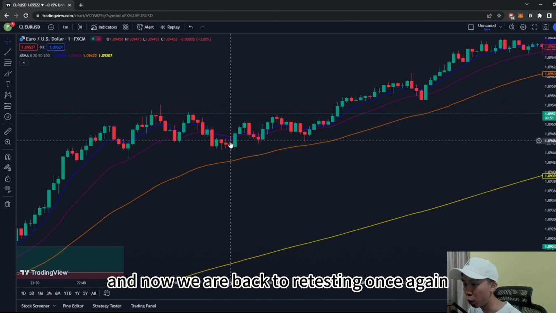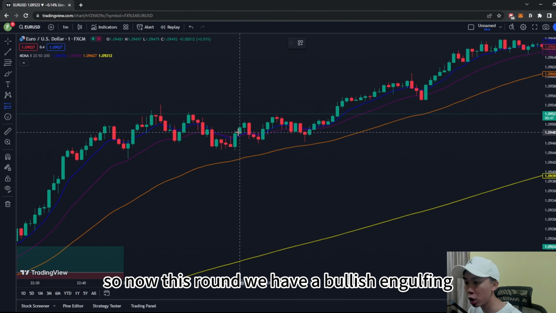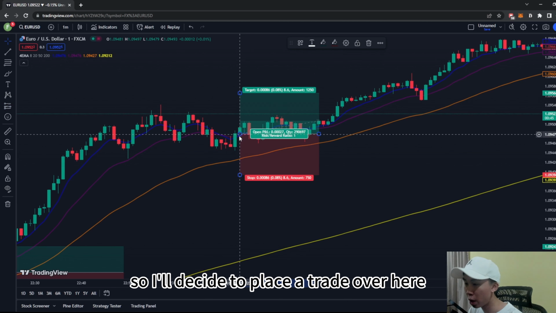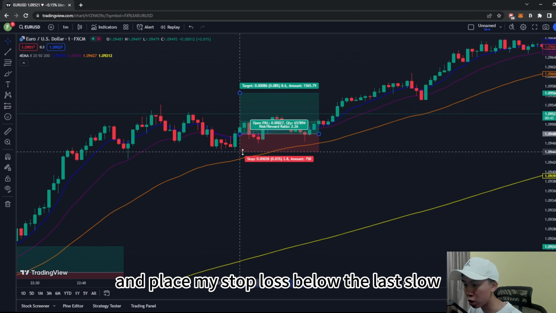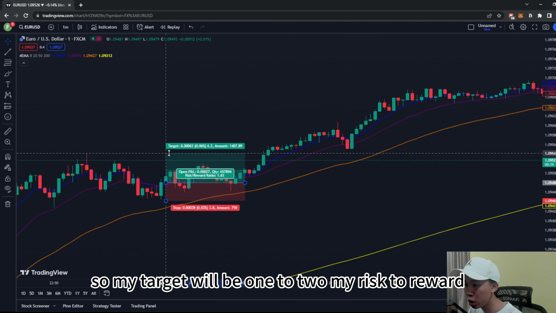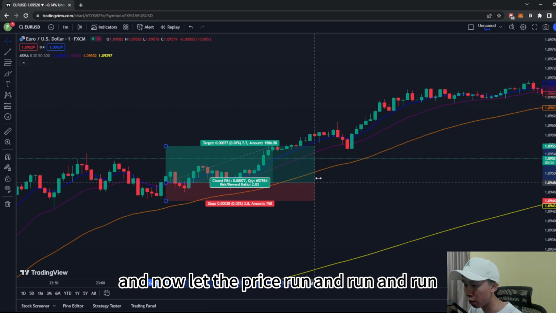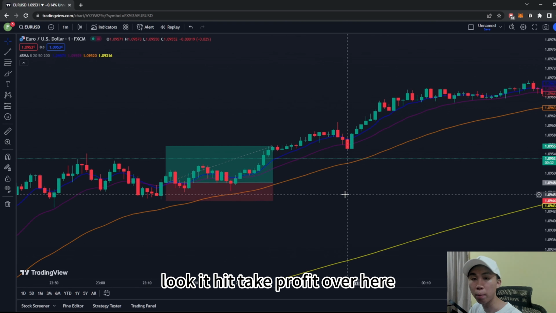Now we are back to retesting once again. This round we have a bullish engulfing, so I'll decide to place a trade over here and place my stop loss below the last low. My target will be 1 to 2 risk to reward, and I'll let the price run and run and run. Look, it hit take profit over here.